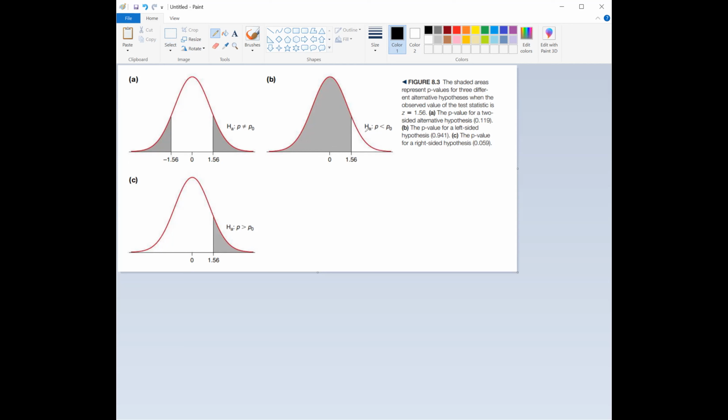So it went from negative infinity over here up to 1.56. Frequently, when you're doing a case with p less than, or a left tail, it's going to be on this side. So it'd be more likely you'd have negative 1.56. I'm just giving you a heads up there.